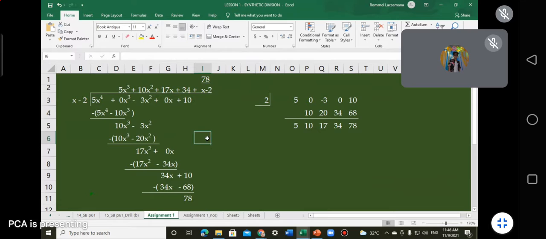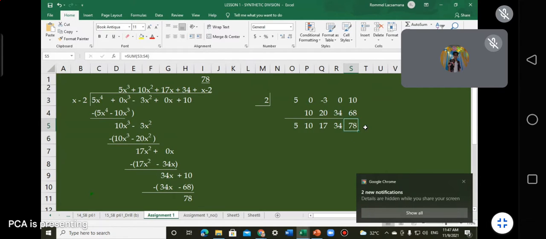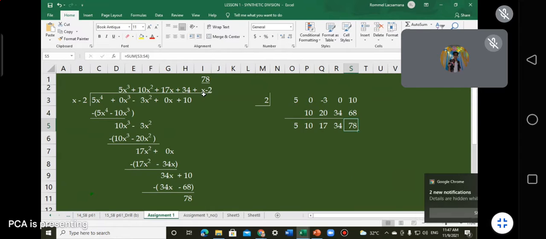Okay, so this is your long division and this is your synthetic division. If you see here, the remainder is 78, no? And that 78 will be used here over x minus 2. X minus 2 is coming from your divisor. This is your dividend. Okay, the quotient is here, from 5x cubed up to 34. Any question? I want this complete.